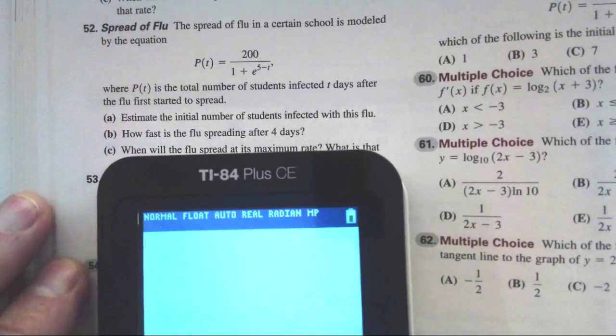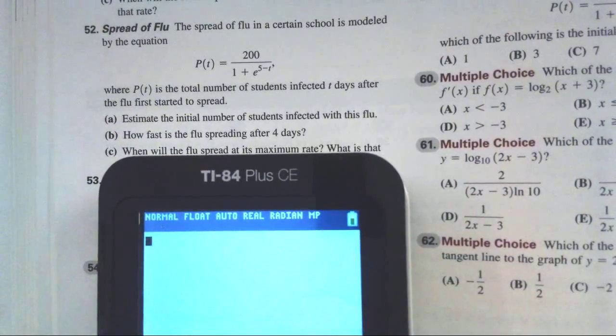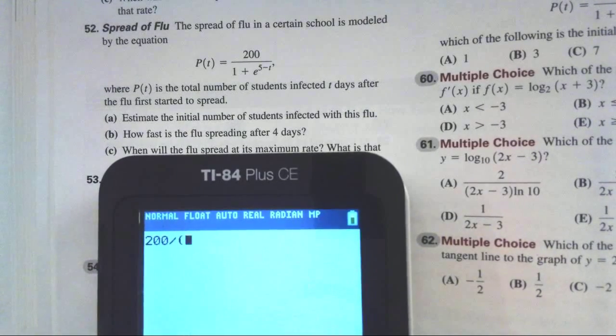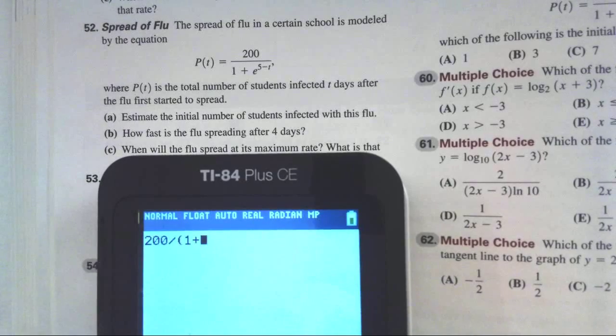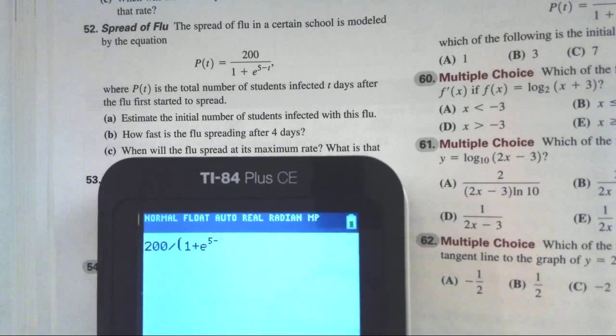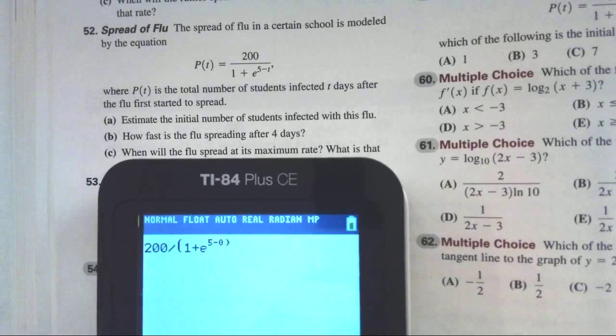Estimate the initial, and of course it says estimate. So I'm just going to go 200 divided by, close my parentheses, 1 plus e to the 5 minus 0, our initial, or just 5. I could even graph this, which wouldn't have been such a bad idea.